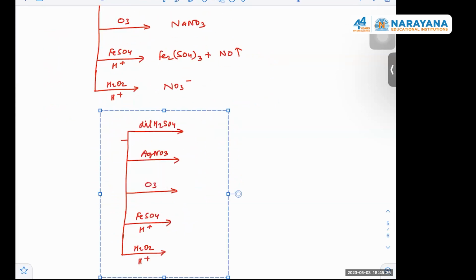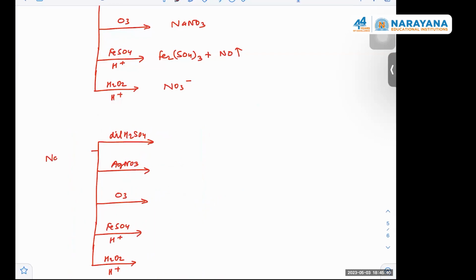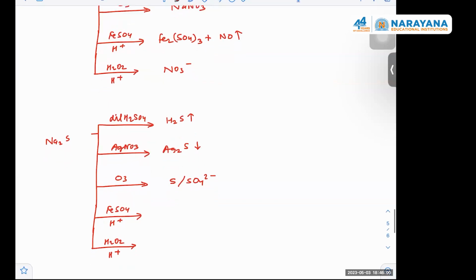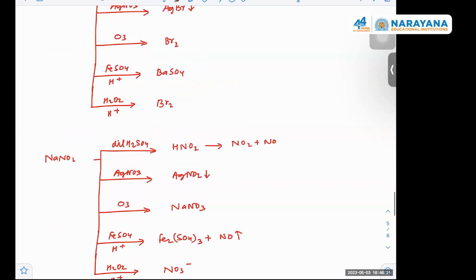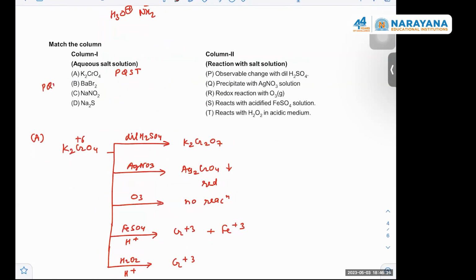Last is Na2S. In this situation, it will give fumes of H2S with a suffocating rotten egg-like smell. It will form Ag2S, a black precipitate. It will oxidize into sulfur or sulfate. In the case of FeSO4 in slightly acidic medium, it will give H2S gas only. And with an oxidizing agent, it can form sulfate again or H2SO4. Okay. So all answers are PQRST except A, which is PQST. Okay. Yes, sir.